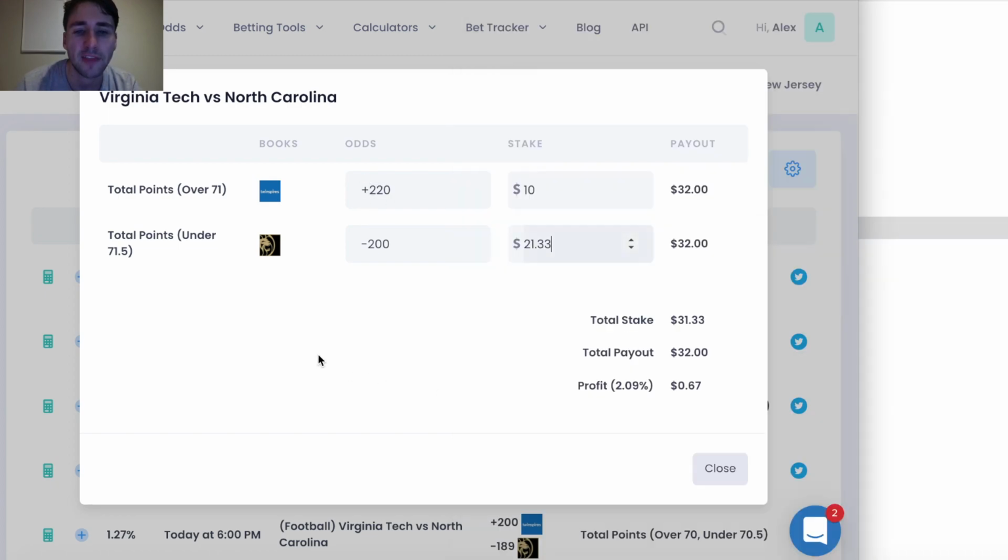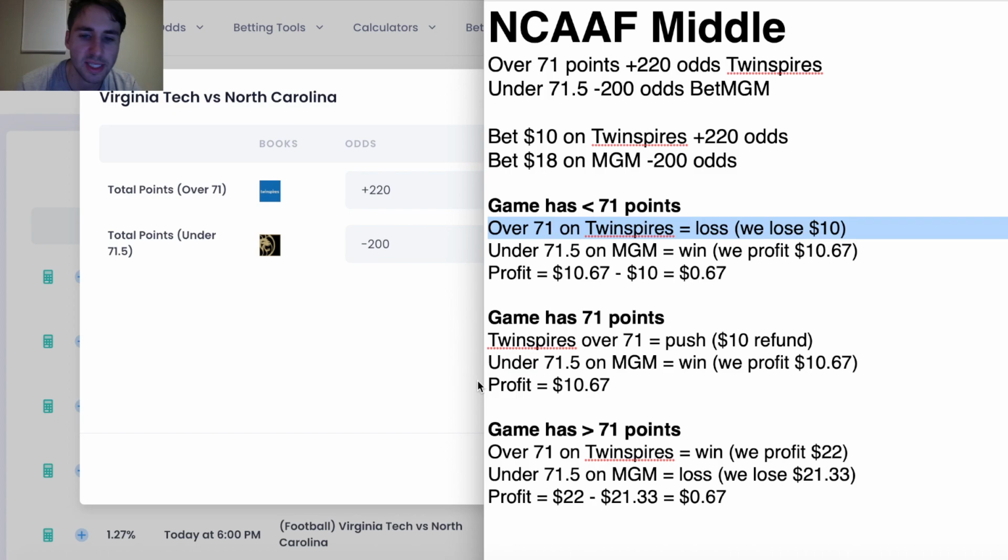Now, if the game has more than 71 points, let's say 72, 73, whatever, then this bet on Twinspires is going to win. So we're going to win $22 of profit, and we're going to lose $21.33 here. Again, this is just an example. You can play around with these stakes, do whatever you want. So we see that if the game has less than 71 points, again, we are going to make money. We're going to make 67 cents of profit in this example.